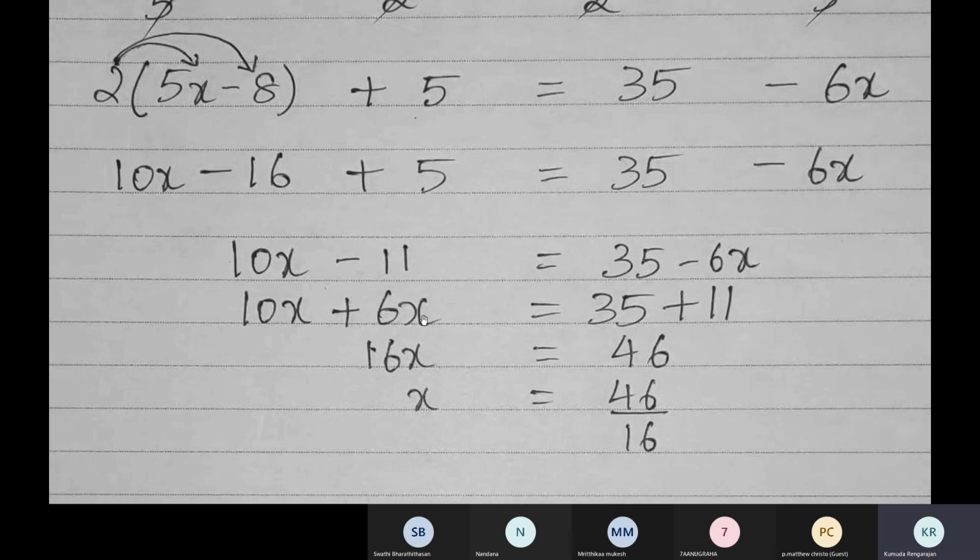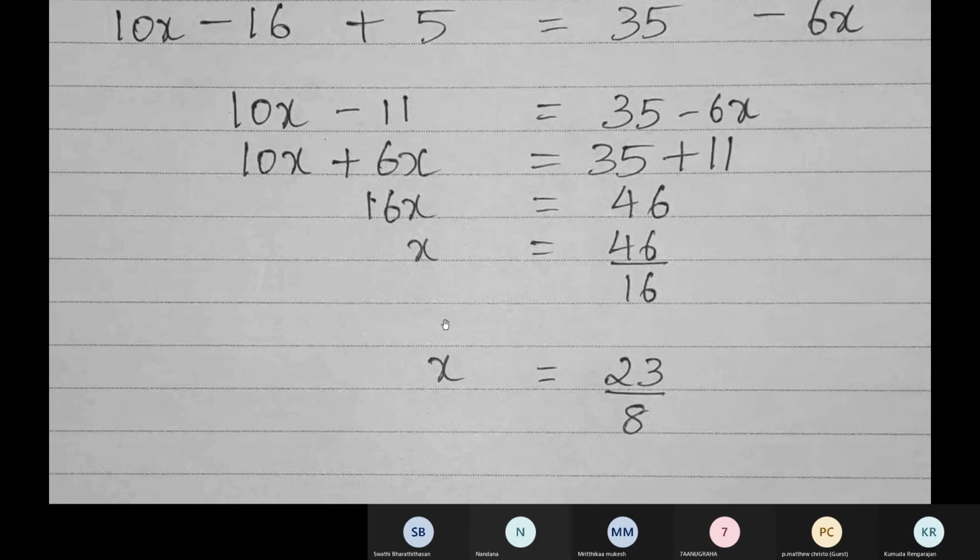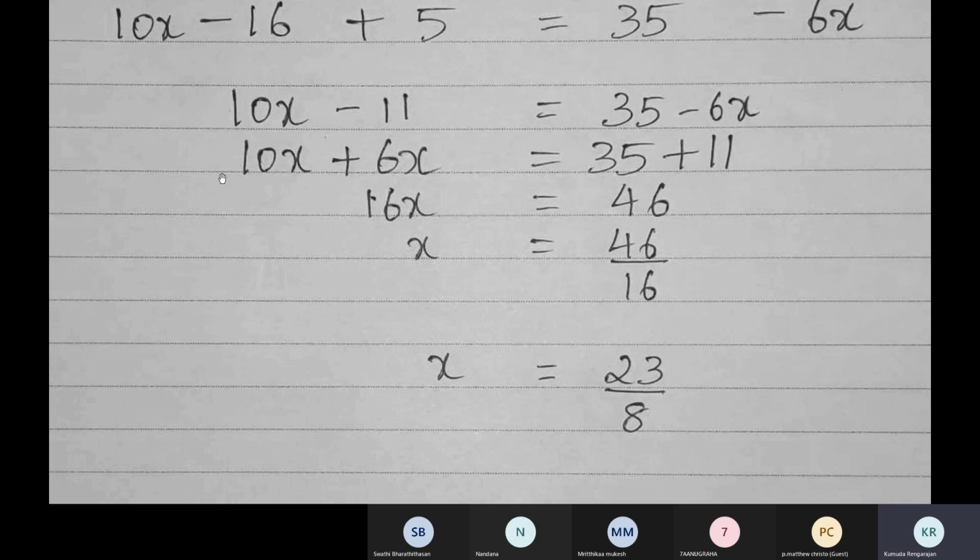Now both are x terms, so you can simplify. 10x plus 6x: 10 plus 6 is 16, so 16x is equal to 46. X is equal to 46 by 16, which is 23 by 8 on simplifying by 2.